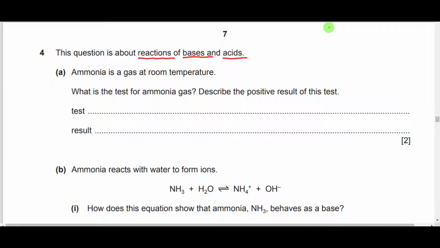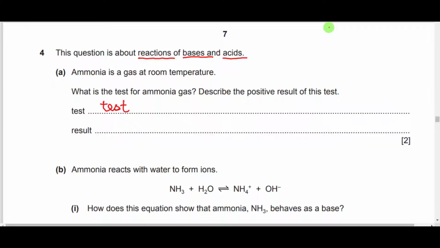Okay. What is the test for ammonia gas? Describe the positive results of this test. Now, what do we know about ammonia? One, ammonia is a base. Ammonia is the only known alkaline gas, and for that reason it means that it will turn moist red litmus paper what? Blue, right? So what's the test?